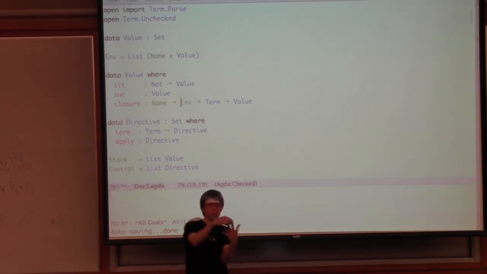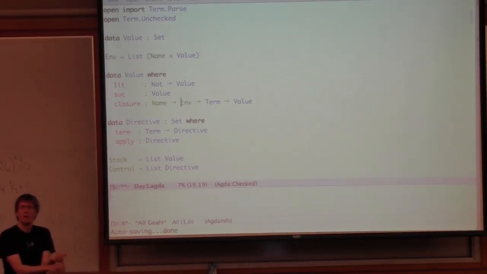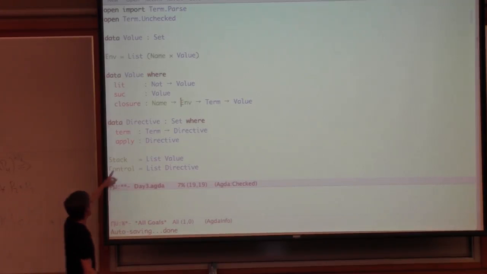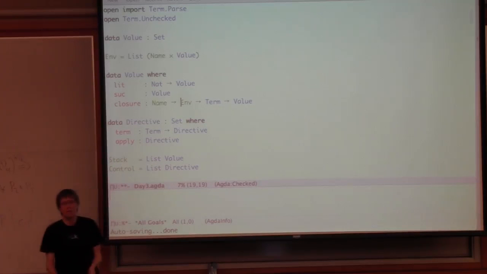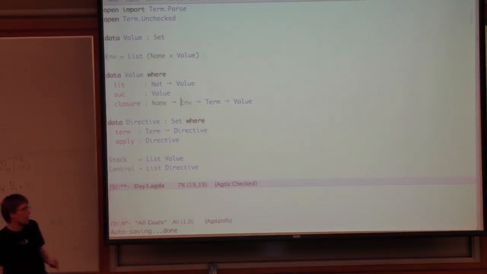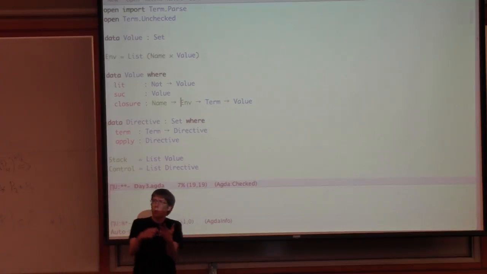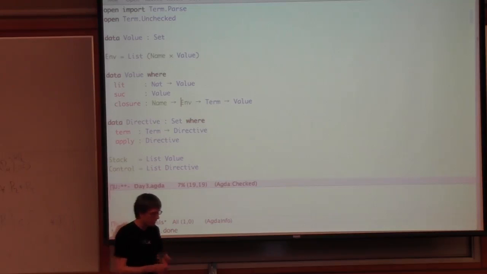Okay, so that was the E. The S is the stack. It's where you put the results of intermediate computations. In this unchecked version, we're just going to use a list of values, so the stack is just a list of values, what you would expect. The control part is where the program lives, and it's a bit more interesting, the C.